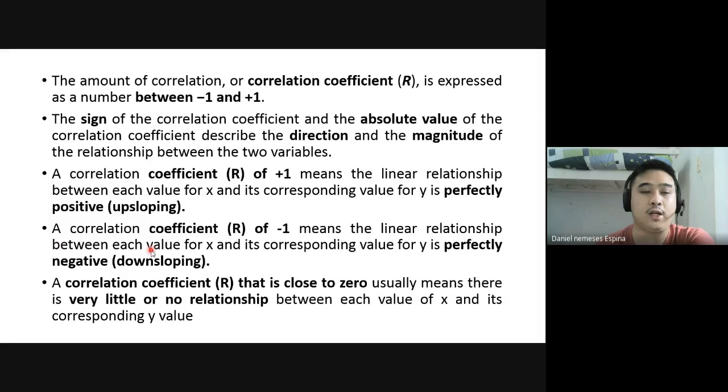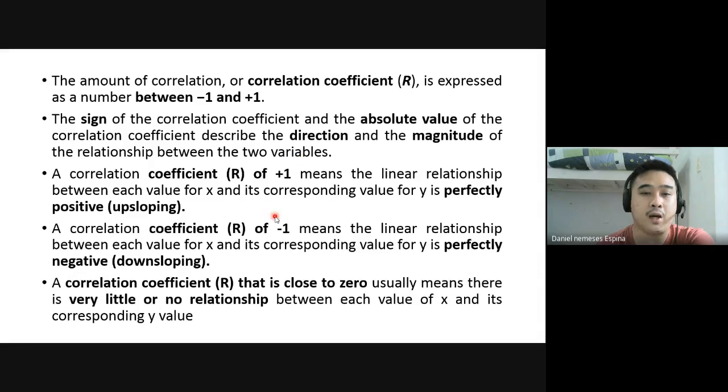If the correlation coefficient is negative 1, it means that the linear relationship between the two variables x and y is perfectly negative. So pwede sa niya negative 1. So pag moabot siya negative 1, it is called perfectly negative. Okay, so in the case of price and quantity demand, it is negative, downsloping.